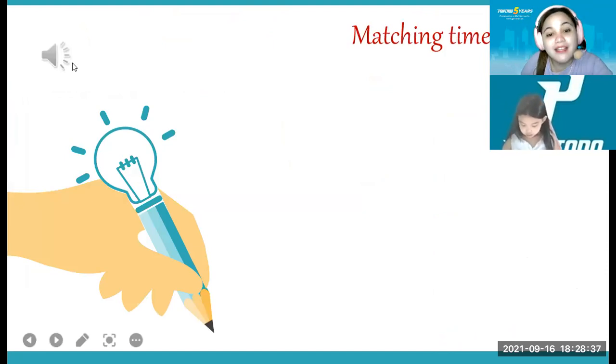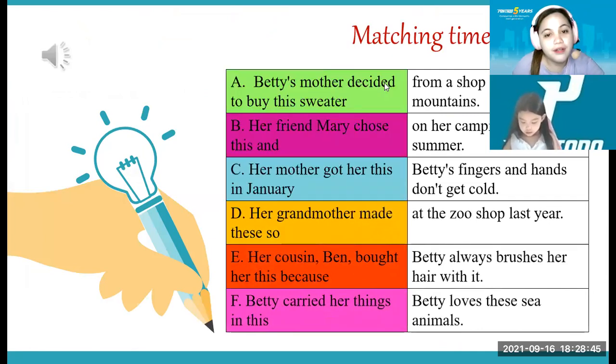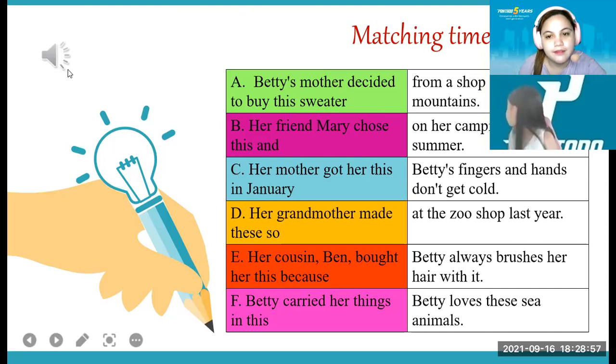All right, next one. Now let's have matching activity. Okay, let's see. All right, so now Juan, teacher is going to play a recording, and then all you have to do is to match the following sentences. Okay. Tell me if you're ready to listen. Okay.